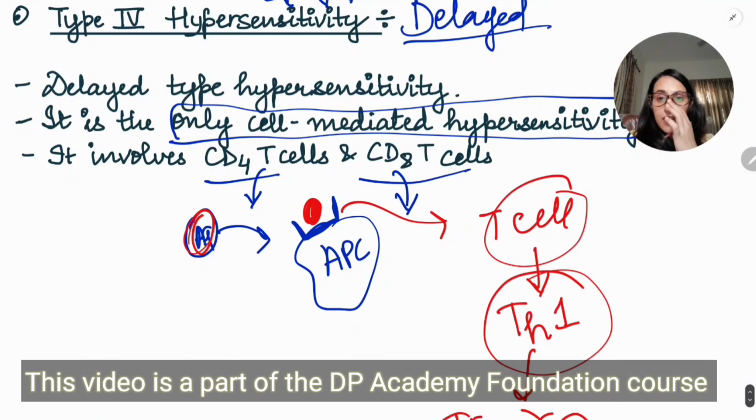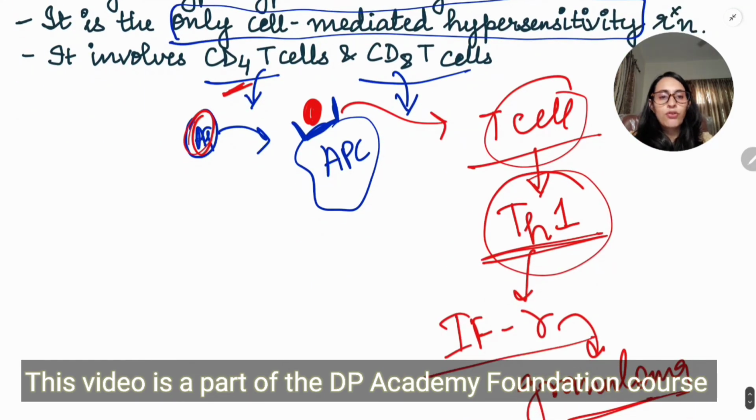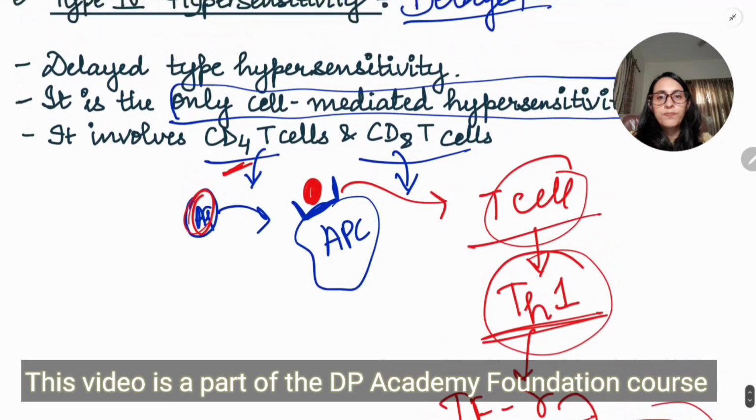First of all, we have talked about the CD4 T cell. Now we'll also talk about the CD8 T cell. So let's talk about CD4 first. In the CD4 T cell, we have T helper cell type 1, and it is going to release interferon gamma that is going to cause the granuloma.